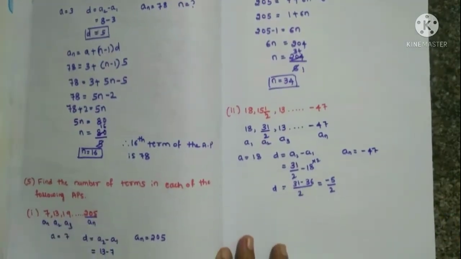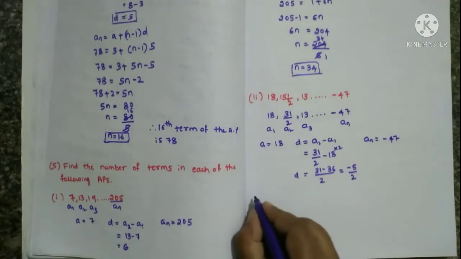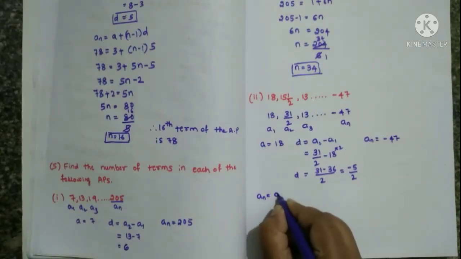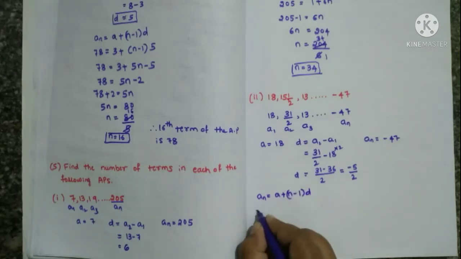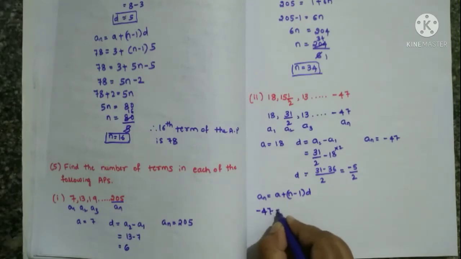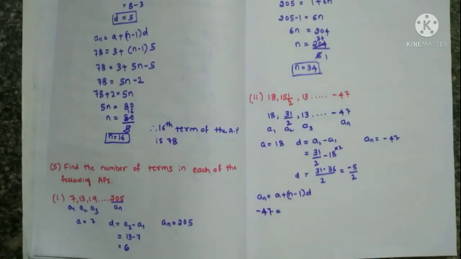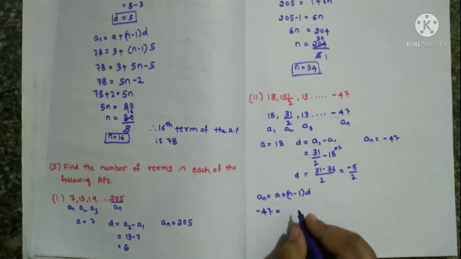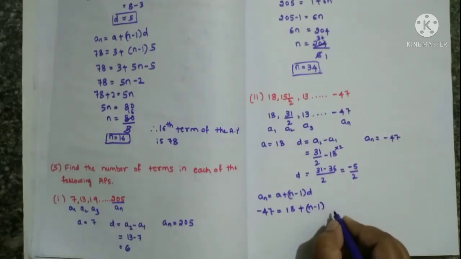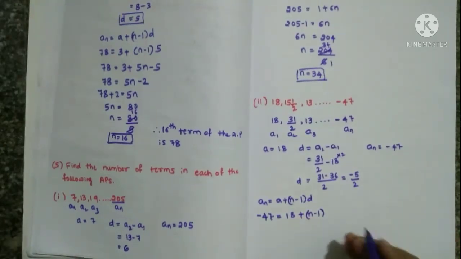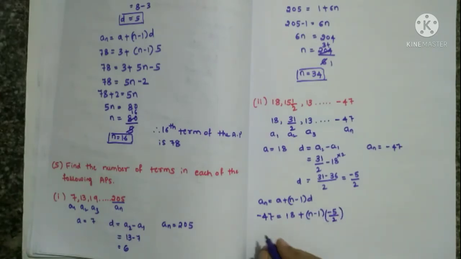We'll solve the sum using the formula now. Formula is AN equal to A plus N minus 1 into D. AN what they have given? Minus 47 is equal to A value, A value what we have here? 18, plus N we have to find it because they clearly mentioned find the number of terms. N. D value is minus 5 by 2. I'll put in a bracket because minus is there. Minus 47.